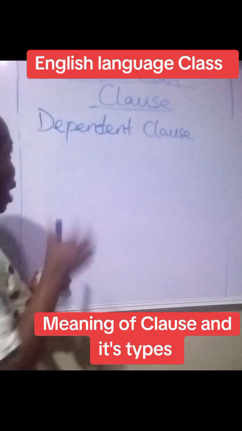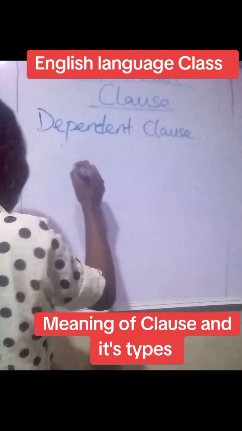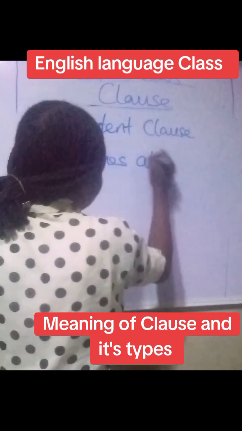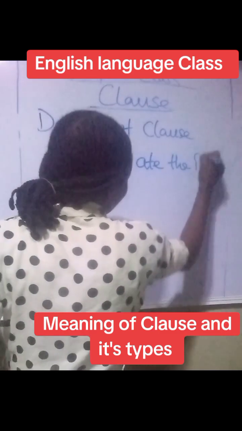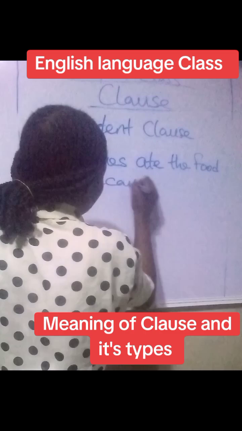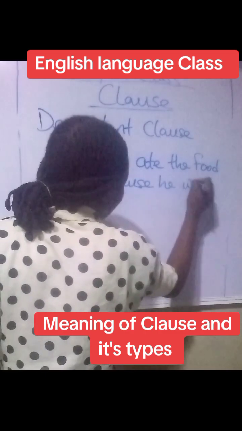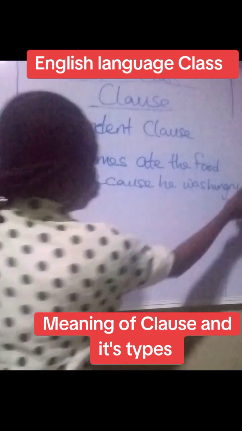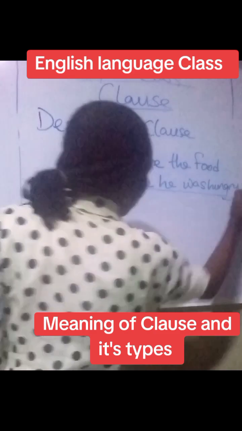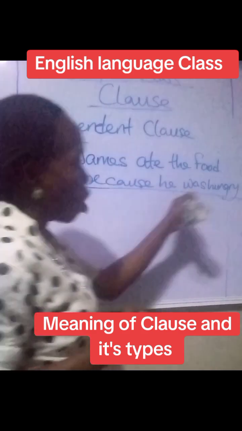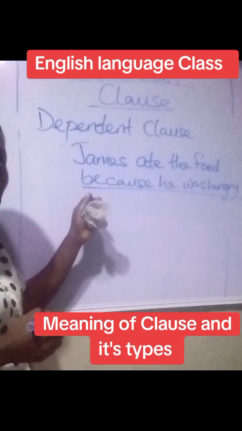Okay, now let us look at examples. For instance, we have James ate the food because he was hungry. Can we see that? Full stop. Because he was hungry here is our dependent clause. Because he was hungry. You can see that we have a subordinate conjunction here.